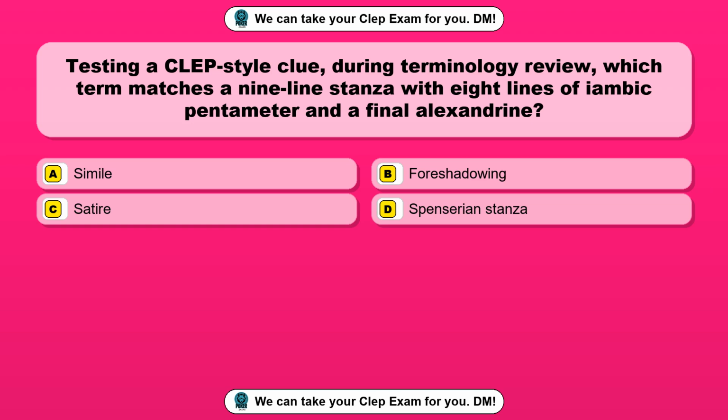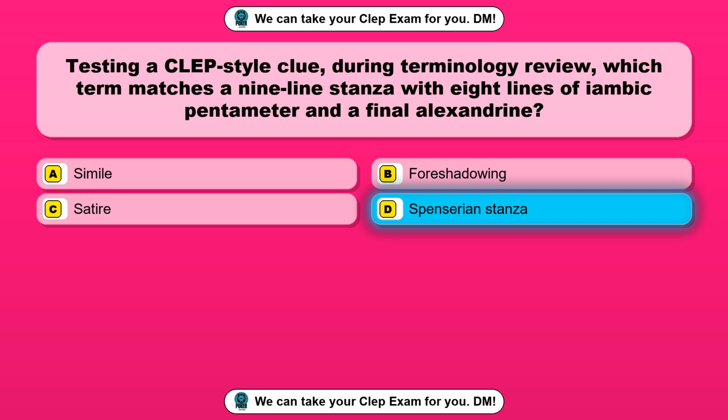Question 9. Testing a CLEP-style clue during terminology review, which term matches a 9-line stanza with 8 lines of iambic pentameter and a final Alexandrine? Option A. Simile. Option B. Foreshadowing. Option C. Satire. Option D. Spenserian stanza. The correct answer is option D.